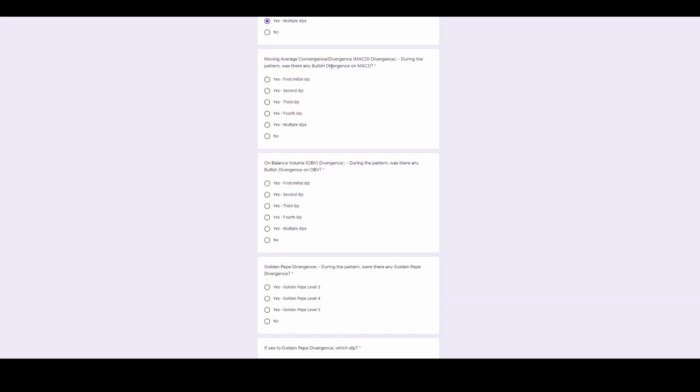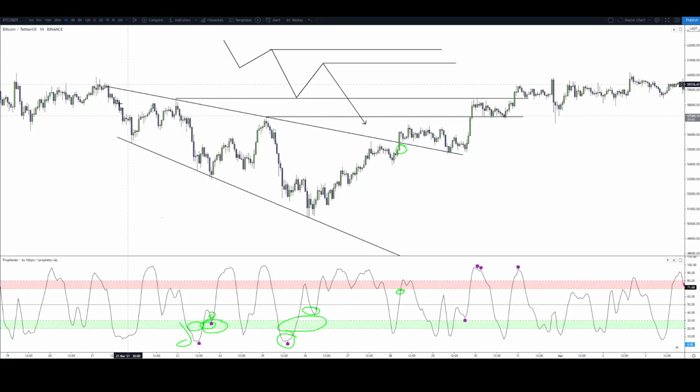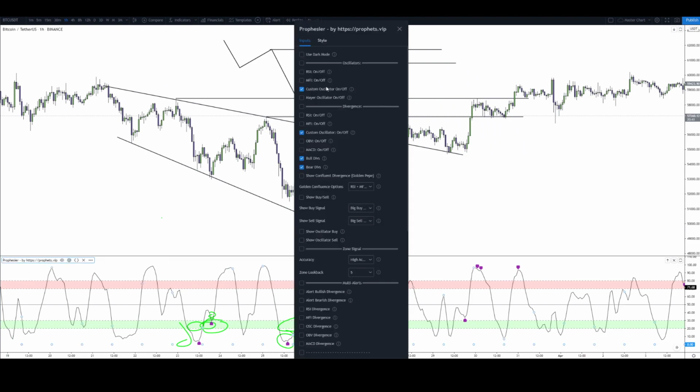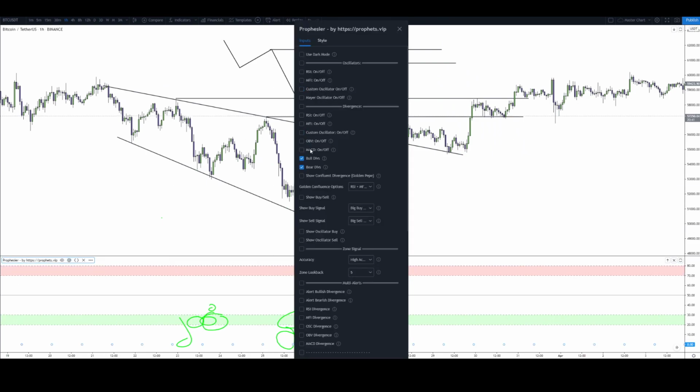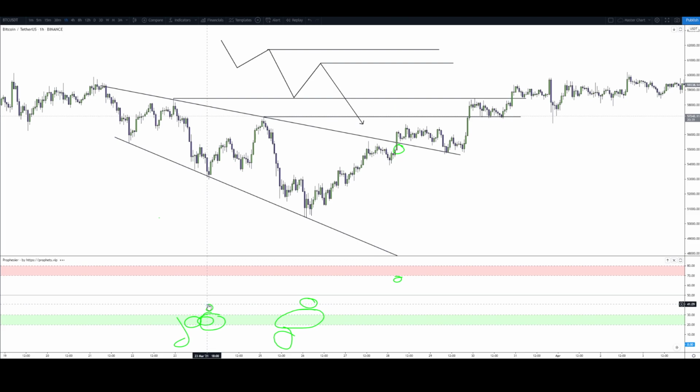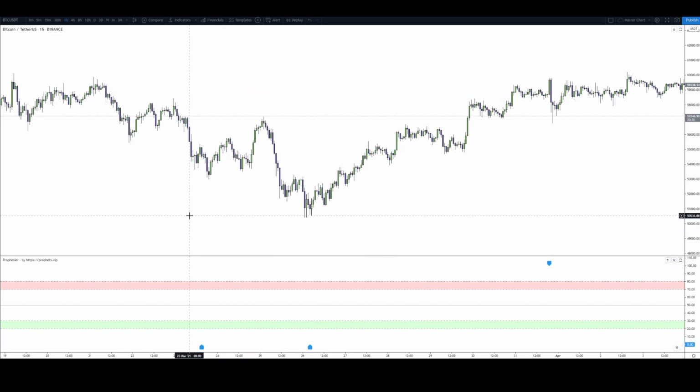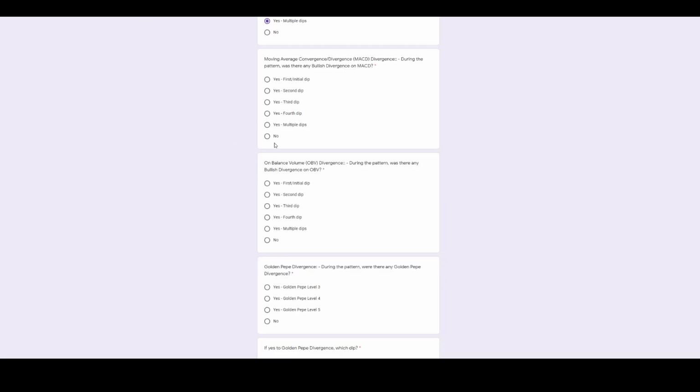Moving average convergence divergence, which is MACD. During the pattern, was there any bullish divergence for MACD? So what we do is we can actually turn these guys off, and then just tick MACD. Get rid of my drawing. So yes, there was one here, and then one here. Right, so MACD, yes, there was. On multiple dips.